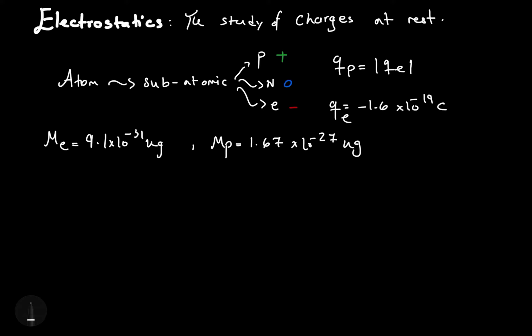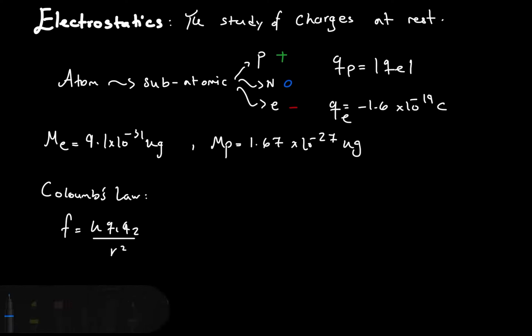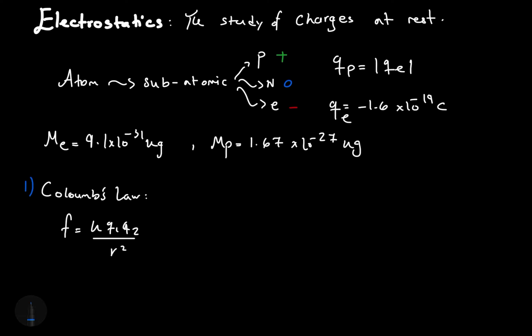Now, there's a couple of laws that you have to be introduced to in electrostatics. The first one is Coulomb's law. Coulomb's law is basically F equals K Q1 times Q2 divided by R squared, where K is simply known as the constant of Coulomb's law. So that's the first thing you'll probably cover in electrostatics.